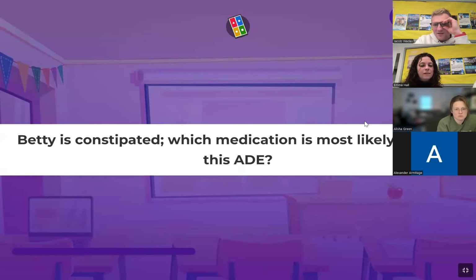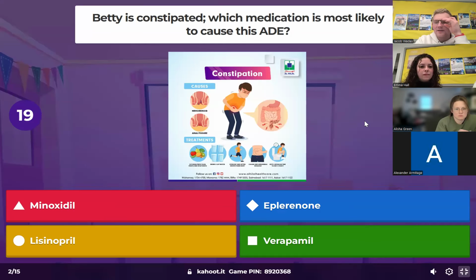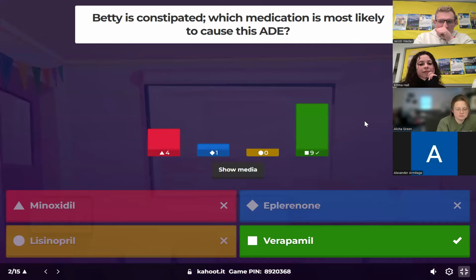Betty is constipated. Which of the medications is most likely to cause this adverse drug event? Yeah, that's verapamil. I think in your slides there should be a list of different DDIs and side effects associated with these. They like to focus on them because there aren't too many non-DHPs. So just keep in mind adverse drug events. They could still ask you about side effects and things like that.